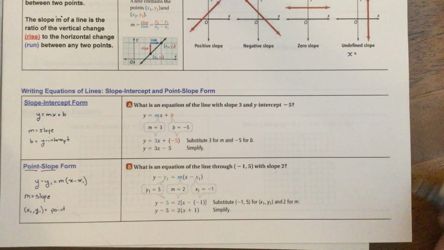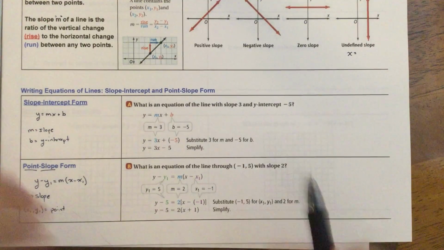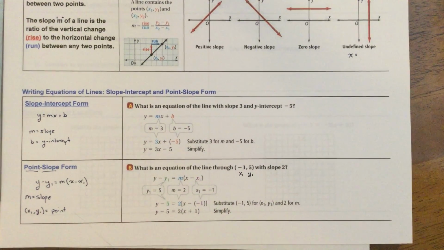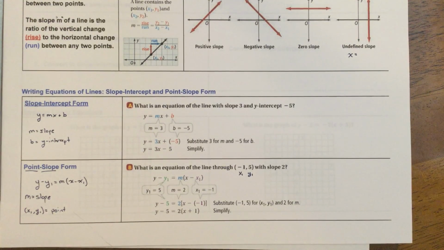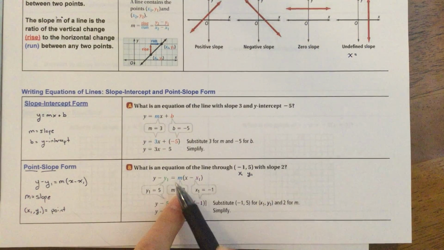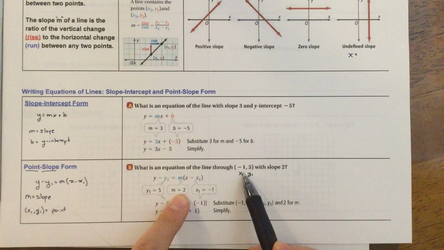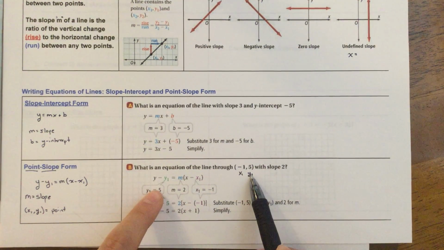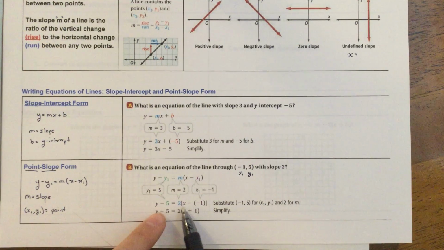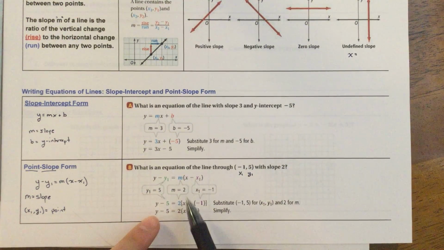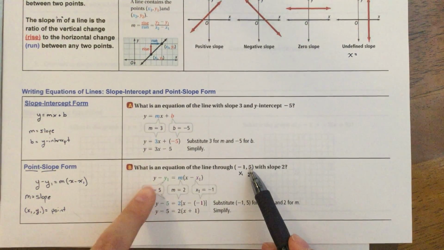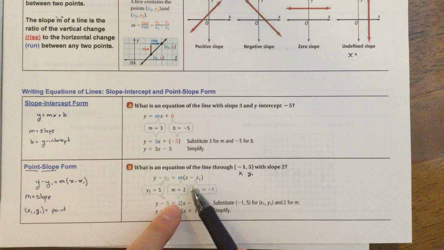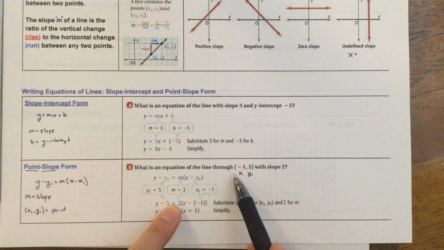Let's take a look at an example. What is the equation of the line through -1, 5? I'm just going to label this x1 and y1 from the start with slope of 2. So you can see here the slope of 2 goes in for m. x1 is -1. y1 is 5. I want to point out that when we substitute that into our equation, that y minus y1, or y minus 5, slope of 2, x minus a -1.